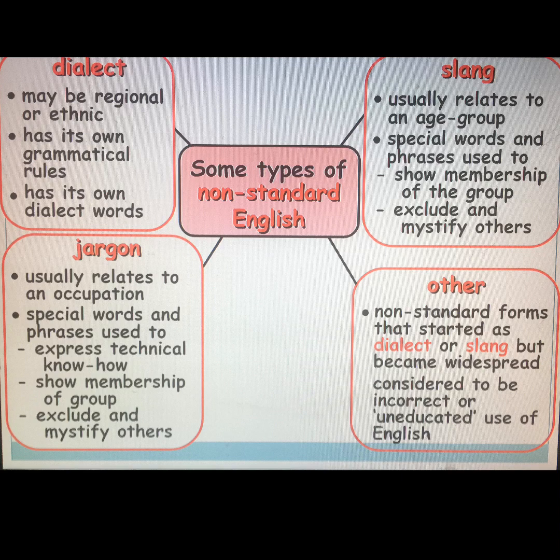Thirdly, jargon. Jargon usually relates to an occupation. Special words and phrases used to: one, express technical know-how; two, show membership of a group; and three, exclude and mystify others. Finally, other. Non-standard forms that started as dialect or slang but became widespread, considered to be incorrect or uneducated use of English.